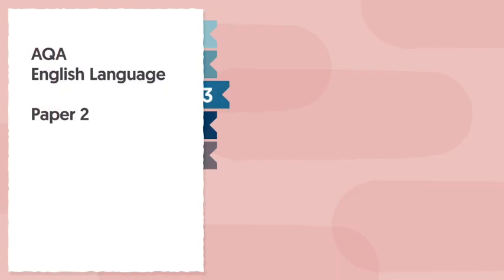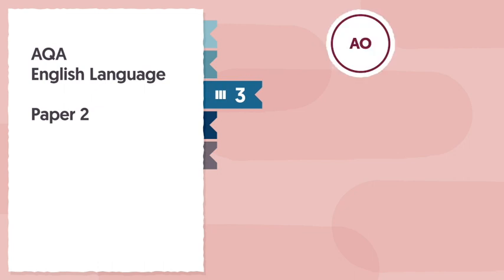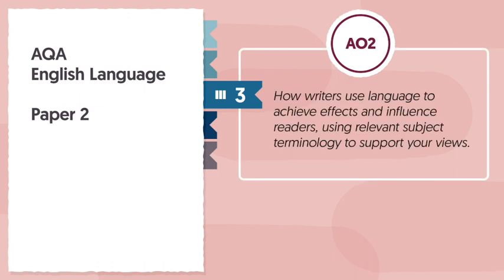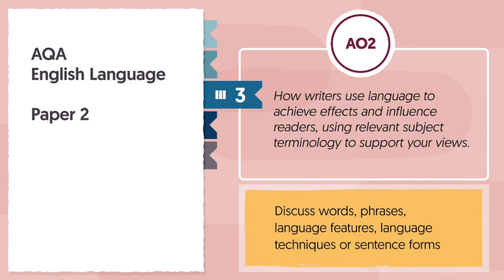Okay, in this video we'll focus on AQA English Language Paper 2, Question 3. It's well worth looking at the assessment objective for this question before we begin. This question tests the language element of AO2, so how writers use language to achieve effects and influence readers, using relevant subject terminology to support your views. In other words, it wants you to discuss words, phrases, language features, language techniques, or sentence forms.